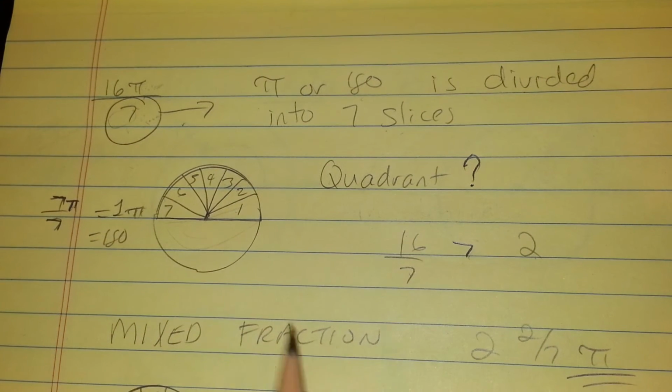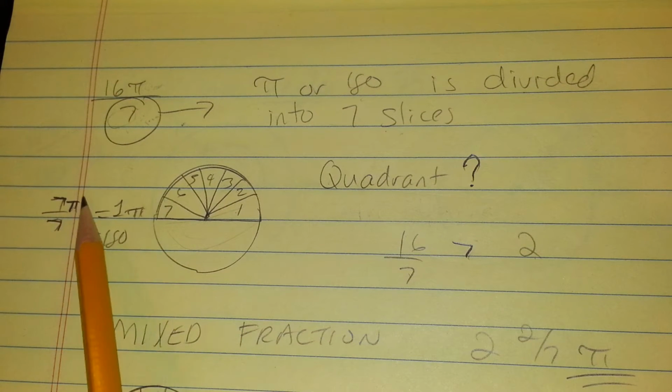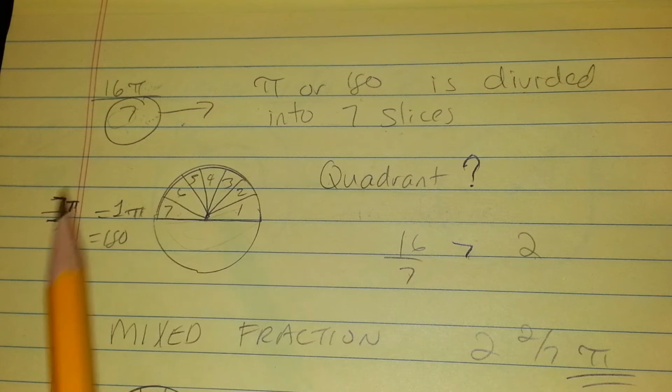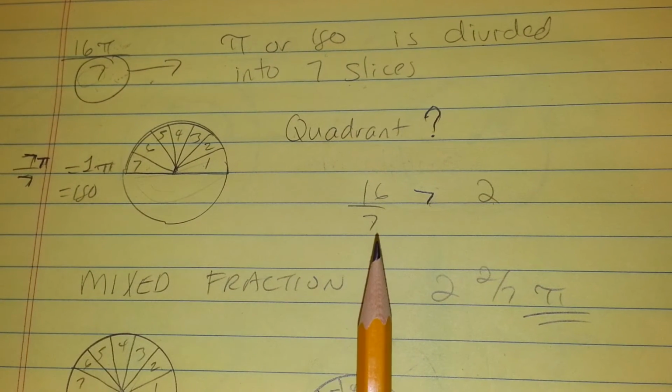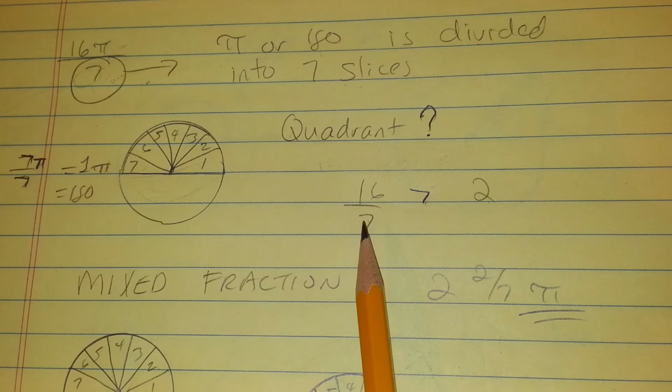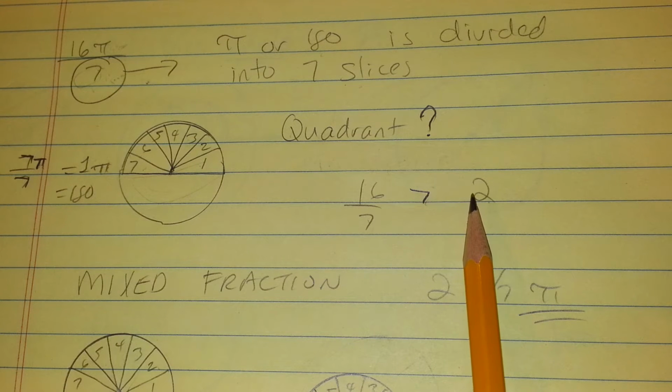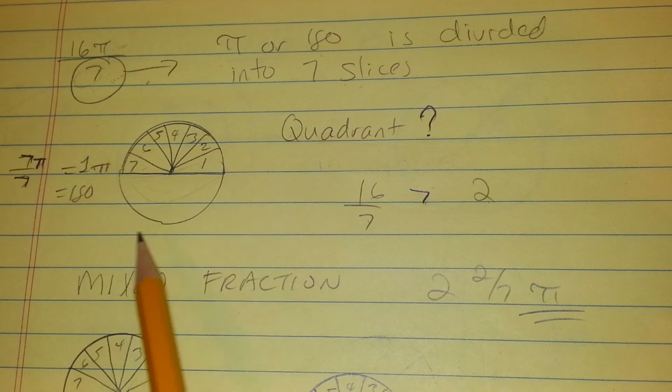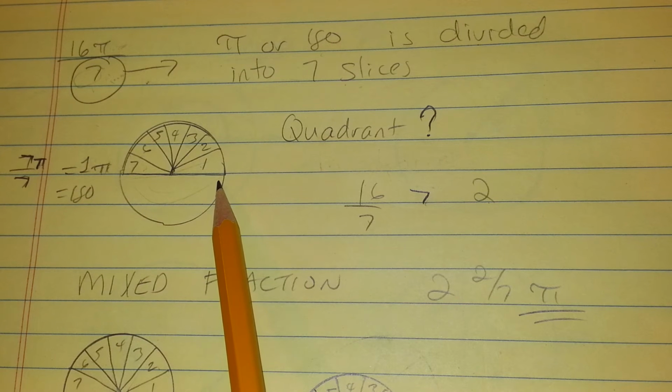So 7 slices is 7/7, and that's 1 π, or 180 degrees again, all right? In your head, you can kind of think about, hey, what's 16/7? To me, that's greater than 2. So we're more than a full rotation. 2π is all the way around.